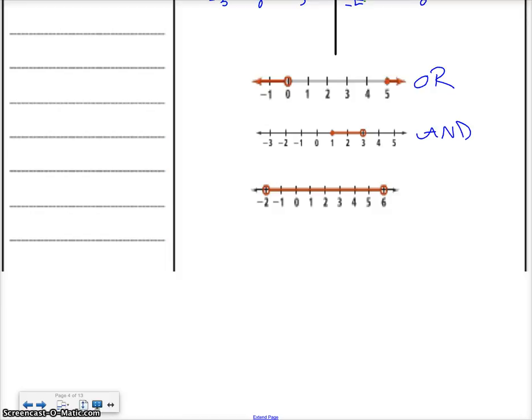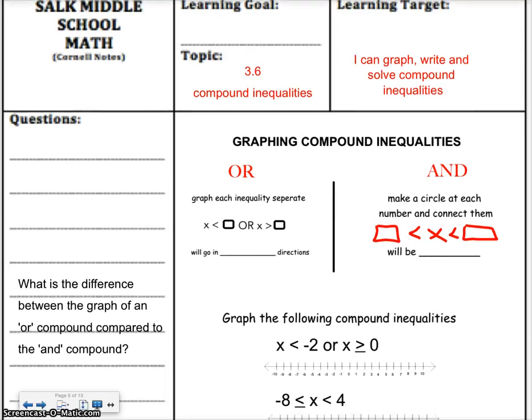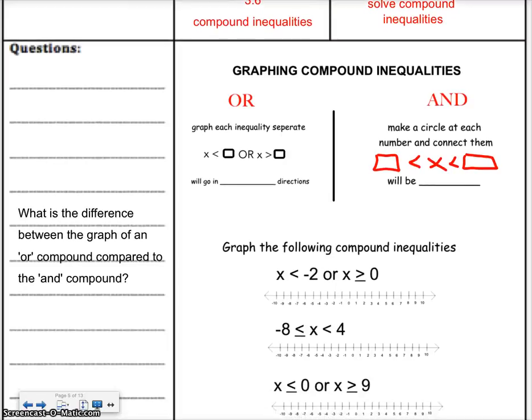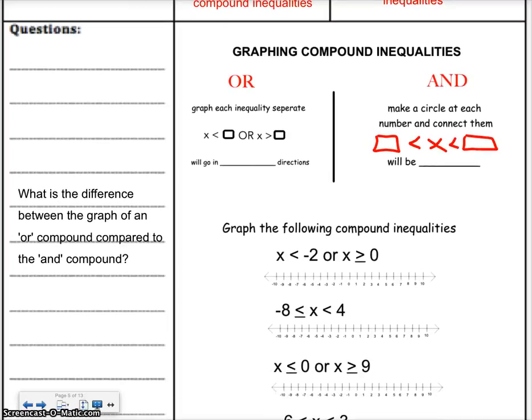What about the last one? And. Okay? So what's the difference? What does or do? Goes out separate directions. Go separate directions, right? And smush between. Okay. Next objective, you're going to practice graphing. And that's what your homework is today. You're going to be really graphing these compound inequalities.